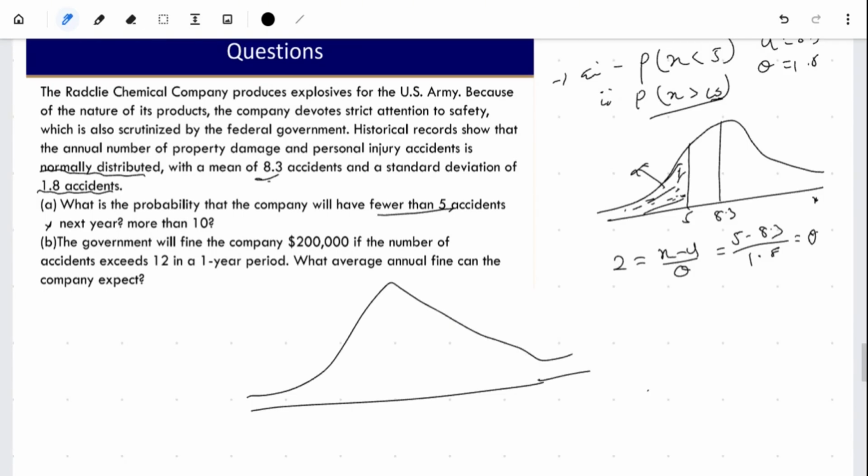Sorry, not drawn to scale. Your mean is 8.3, and now the value they say should be greater than 10. So your 10 will be here, right? This is your x. So here too, when you get the z value, you have to represent the z value here. So assuming the z value, you have 0.12. You can write 0.12 here.